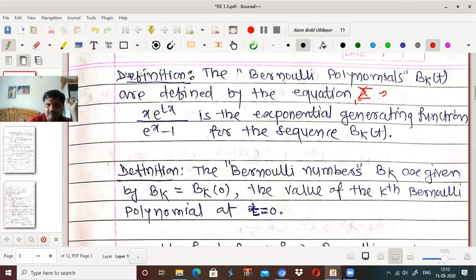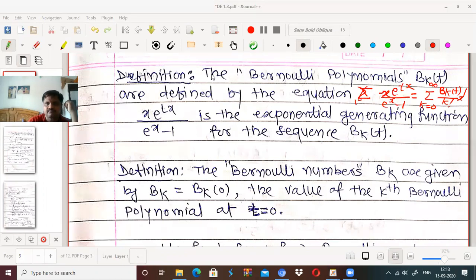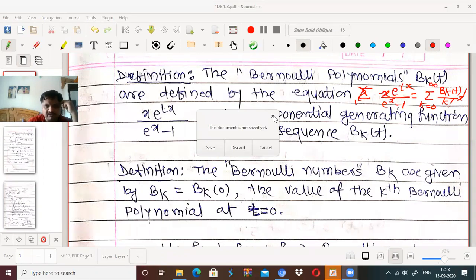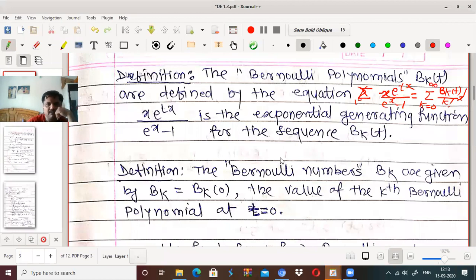x into e to the power tx upon e to the power x minus 1 equal to summation k from 0 to infinity Bk(t) upon k factorial into x to the power k. So the values of Bk(t) obtained by equating these two terms is called Bernoulli polynomial. It is called Bernoulli polynomial. Okay.